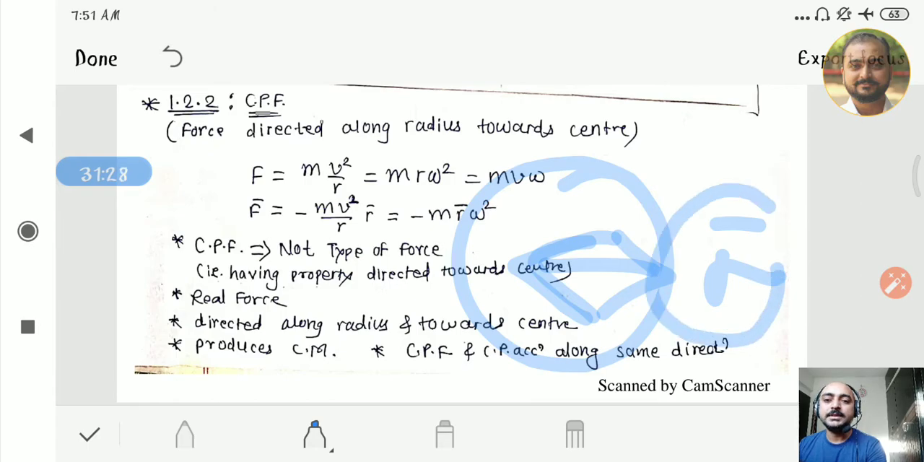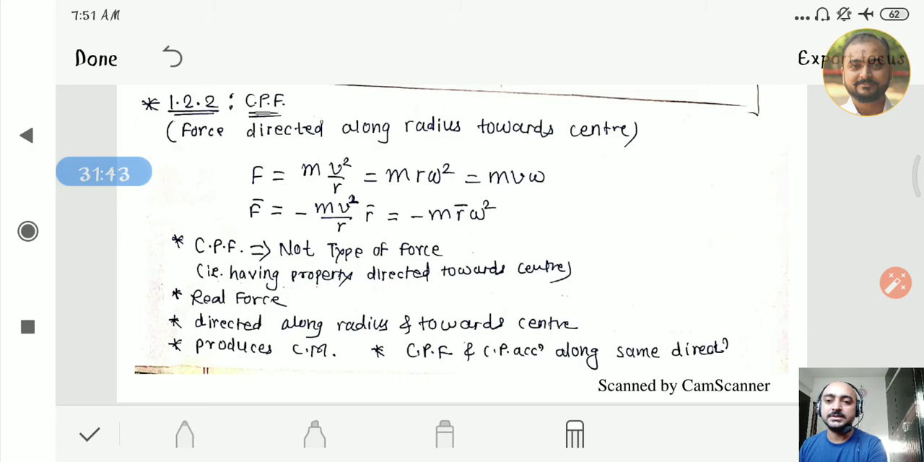So this is the direction of the radius vector, that is, away from the center. This is the direction of the centripetal force. Both are directly opposite, and so that is why there is a negative sign in the given expressions.